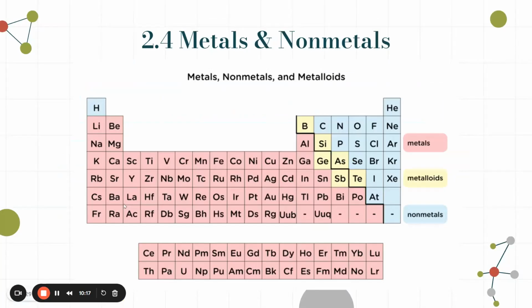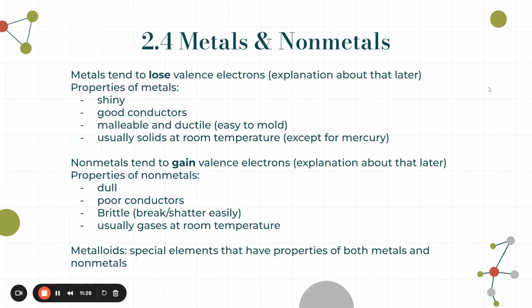2.4 Metals and nonmetals. Metals and nonmetals have different properties that set them apart. For example, metals tend to lose valence electrons, more on this later, but they're also shiny, good conductors, which is why metals like copper are used in electrical wiring. And they're malleable and ductile, which means they're easy to mold and bend. And they're usually solids at room temperature, except for mercury. Some common metals are like iron, gold, copper.